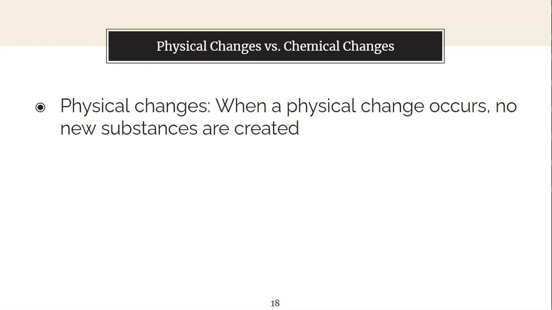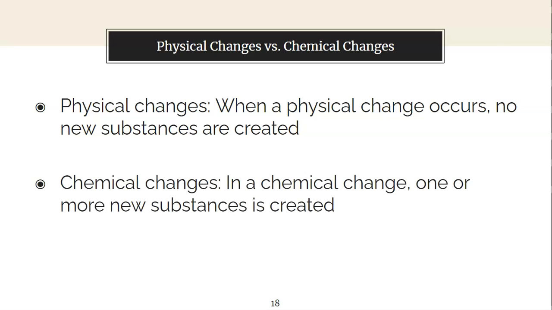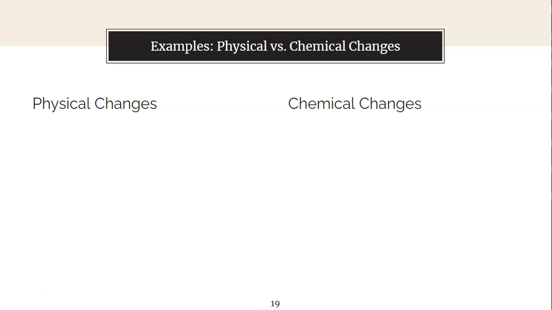So physical changes occur when no new substances are created. Okay, now you might have learned back in 8th grade that you can tell a physical change because it's easily reversed, and that's sometimes helpful. But if I tear a piece of paper in half, I mean, I can tape it back together, but I can't really get it back to the way it was before. So I think it's more helpful to ask yourself if a new substance was created or not. Chemical changes occur when one or more new substances is created.